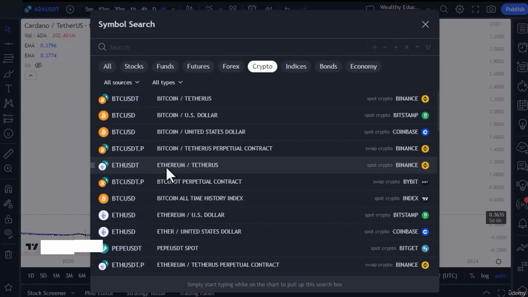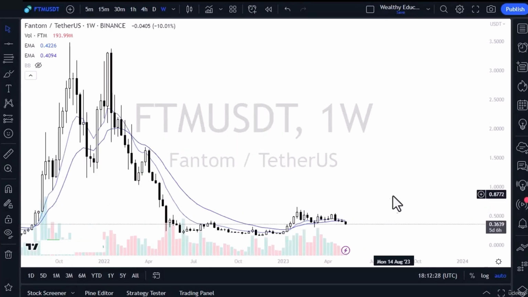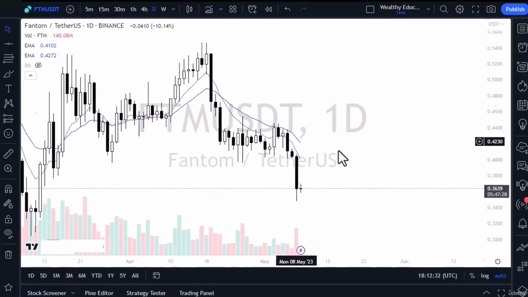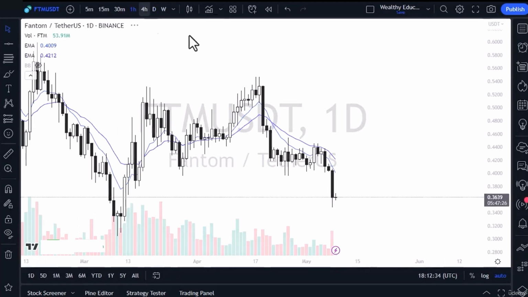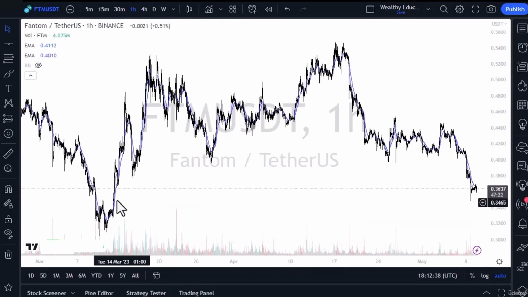Take a look at one more. Phantom. I mean, look at Phantom. It's a mess. It looks like it's breaking down here. This is your weekly chart. This is your daily chart. This is your 1 hour chart. Now, unfortunately, there are people out there who will say, well, maybe it'll find a little support here. But I postulate it's going down to there.